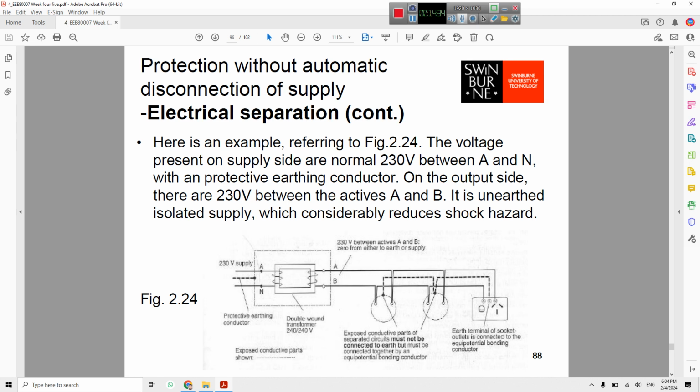So here is an example referring to the figure. The voltage present on the supply side, both should be the same, 230 or 240. And on the output side, the voltage is also the same. It is an earth-isolated supply, which considerably reduces the shock hazard.